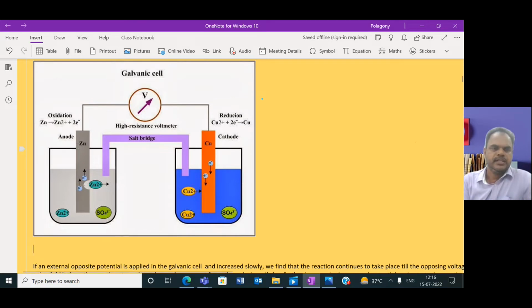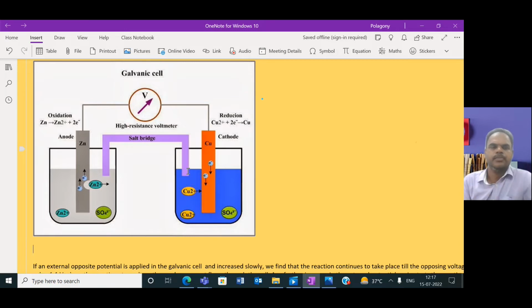The zinc metal is taken in the zinc sulfate solution, and the copper metal is taken in the copper sulfate solution. Both half cells are connected by a salt bridge, a thin glass tube, an inverted U-shaped glass tube kept between the two half cells. The salt bridge connects these two half cells.